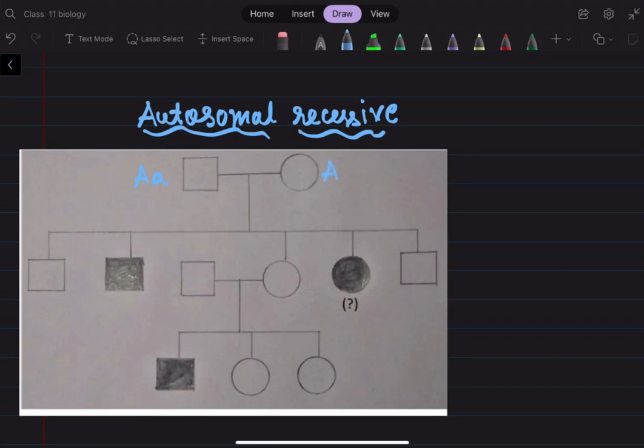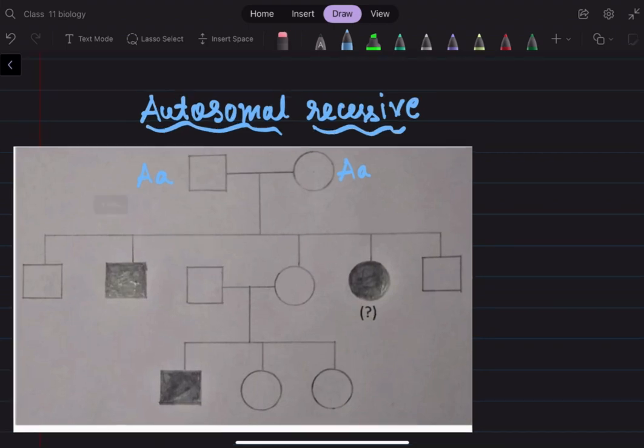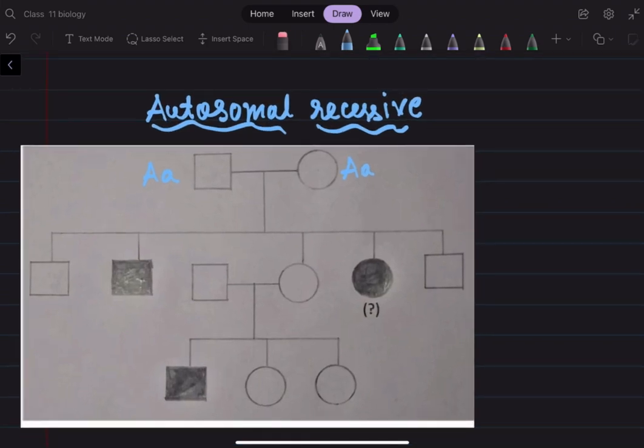So probably they have something like this. Let us say the defective gene is small a, the recessive allele. So we have a heterozygous condition over here. Since this gene is recessive, it won't express itself in the parents. We know that the recessive condition only expresses itself when both the alleles are recessive.